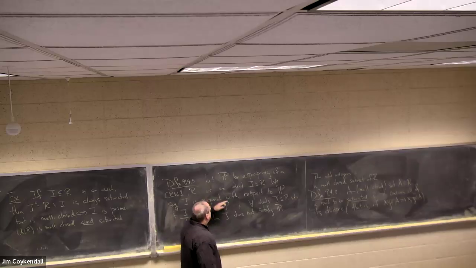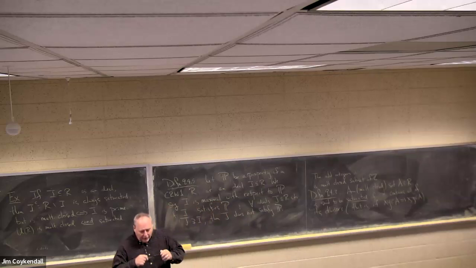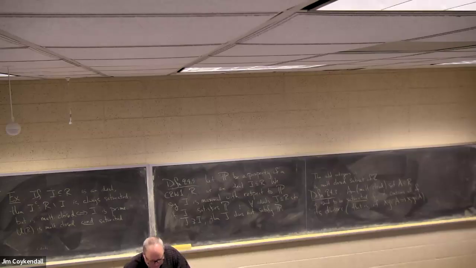So what it means for an ideal to be maximal with respect to a property: you've got some property that an ideal might have, and I is maximal with respect to this property if it has the property, and any ideal that strictly contains it no longer has that property. You looked at an example of this in the homework where we had an ideal that was maximal with respect to intersecting some multiplicative subset.